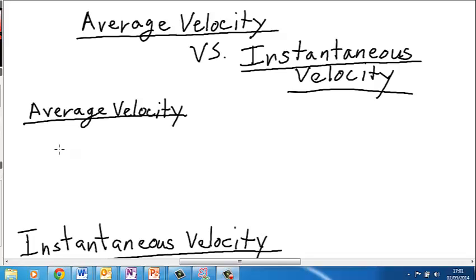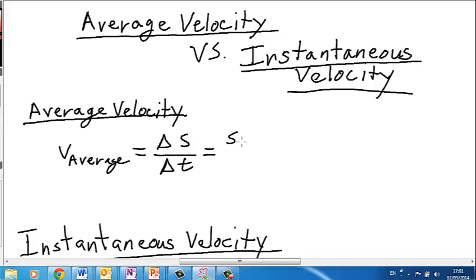So I could say that you can find average velocity by saying that your average velocity is equal to your change in displacement over your total change in time. So we're going to use these delta, these triangles, throughout the class, and they mean basically just that you take your final position and you subtract it from your initial position. That's what a delta means. And over your total time.